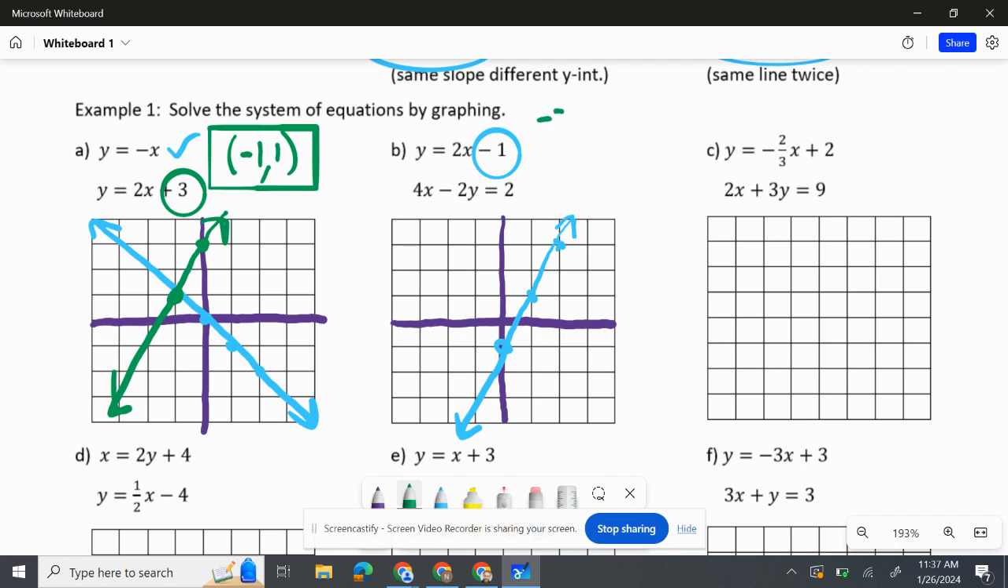For our second one, I'm going to get the y by itself, so I'm going to subtract the 4x, so I have -2y equals -4x plus 2. Then what I'm going to do is divide by -2. And I get y is equal to 2x minus 1. So I plot a point at -1, I go up 2 over 1, and what I notice is that it's the same line. So my answer is going to be an infinite amount of solutions.